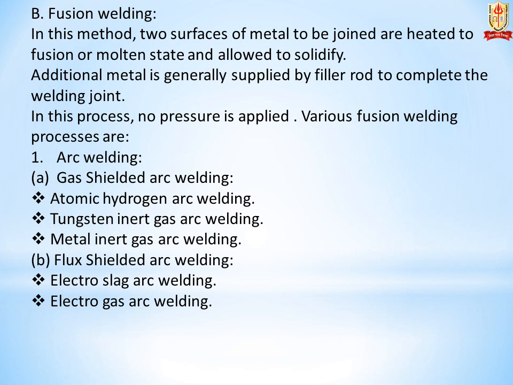Various fusion welding processes are: first is arc welding. Arc welding, point number A, gas shielded arc welding. This is subdivided into three types. First is atomic hydrogen arc welding, second is tungsten inert gas arc welding, third is metal inert gas arc welding. Point number B, flux shielded arc welding. It is subdivided into electro slag arc welding and electro gas arc welding.